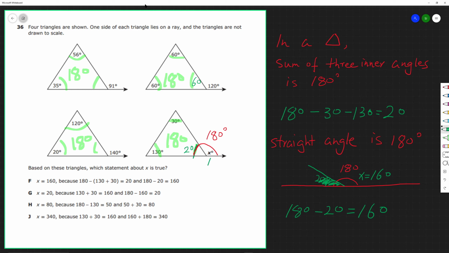This is 160 degrees. So that means the correct choice is F. X is 160 because from 180 take away 130 and 30 degrees, we have 20 degrees here. And because the 20 degrees added to this x degree makes 180 degrees, x should be 160 degrees. And that solves question 36.